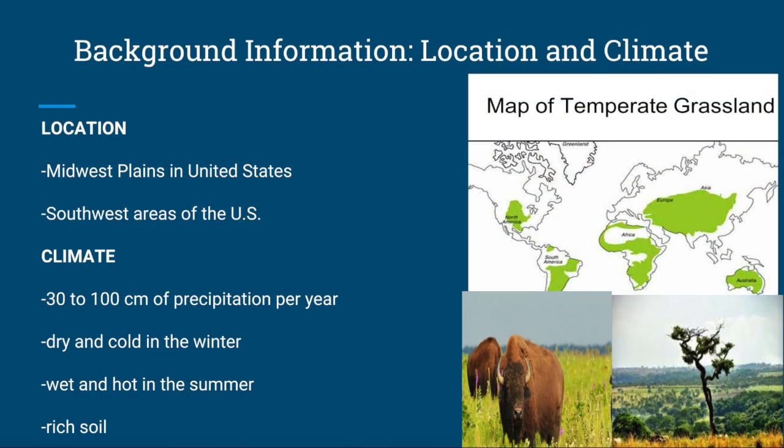Here is some information on location and climate. The temperate grasslands are mainly located throughout the Midwest Plains and the southwest areas of the United States. The climate is drastically different between the winters and the summers. Winters are dry and cold, sometimes dropping to -40 degrees Fahrenheit. Summers are wet and hot, and can reach up to 100 degrees Fahrenheit. The land is also filled with extremely fertile soil.